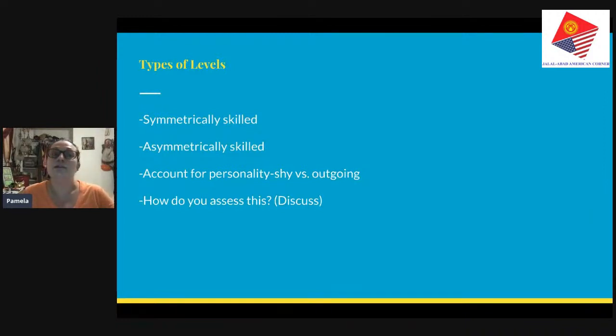Also, you will want to account for personality. Certain people are shy and certain ones are outgoing, and we know this affects a lot. I've had students who were not shy. They didn't care about making mistakes. They didn't care if what they said was right or wrong. They just wanted to answer every question.